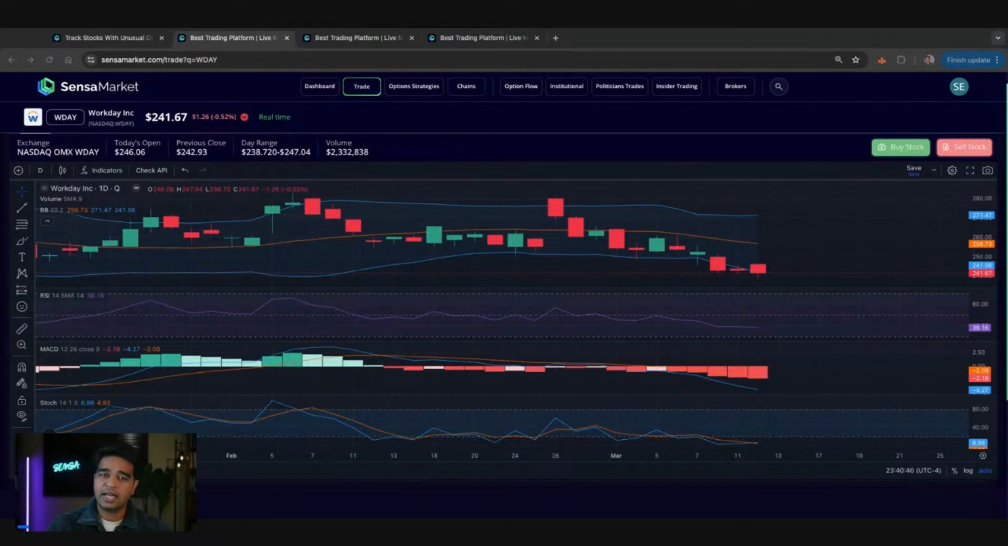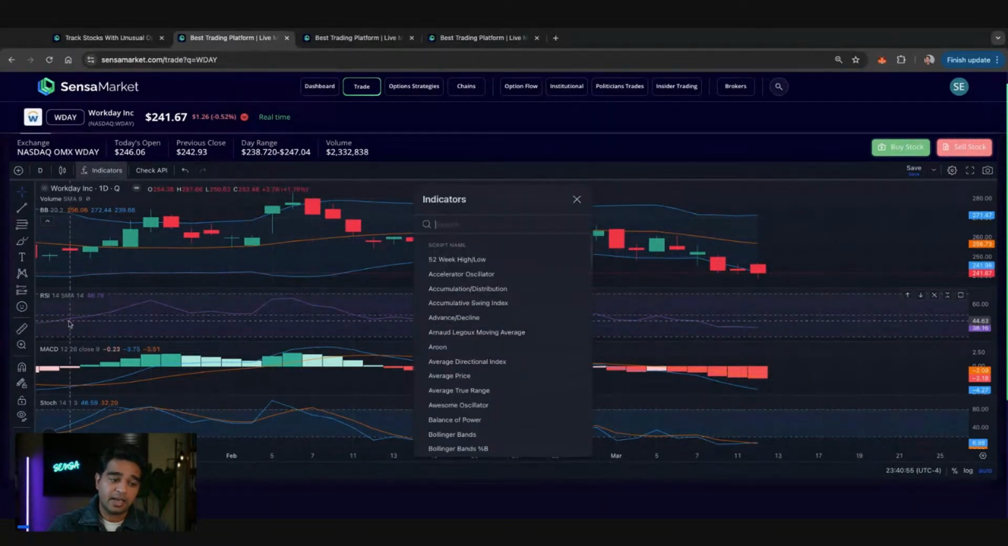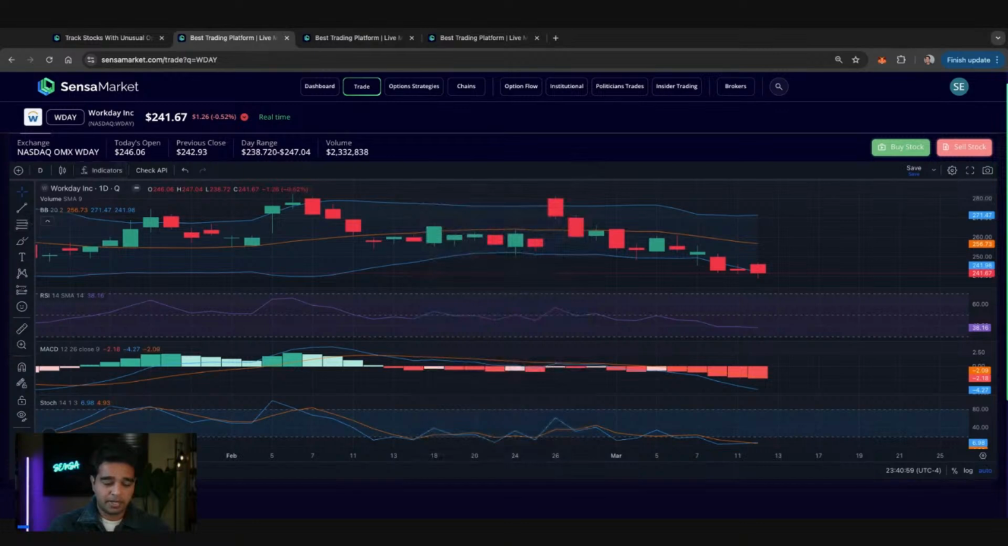Several other technical indicators are flashing. And what are they? I've gone into SensaMarket here, gone into the trade, and selected the company, Workday, trading at 241. I've added the indicators from right here. So I've already added RSI, MACD, stochastics, and everything. Let me bring this RSI here, and then let's jump into that.